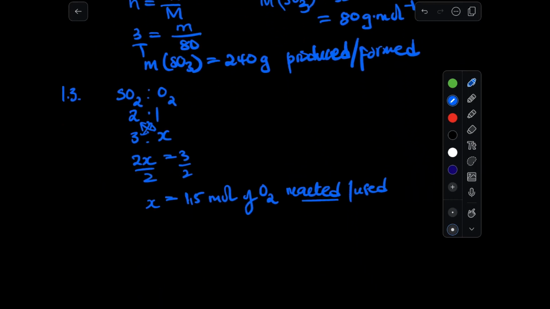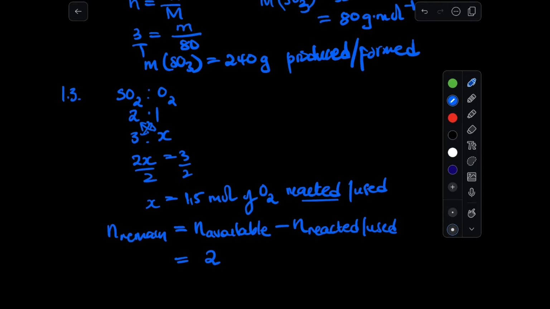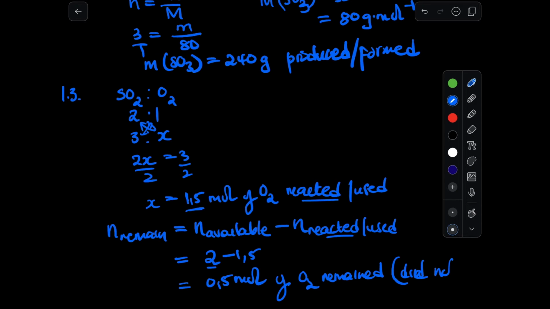So what are we doing now? We'll find the amount that will remain. We'll say the number of moles remaining is equal to the number of moles available minus the number of moles reacted or used. Now, the number of moles that were available for oxygen was 2 mole, and the number of moles that reacted is the one that we just calculated. So we'll subtract. Out of 2, 1.5 was used. And then how much will remain? It's 0.5 mole. So this is 0.5 mole of oxygen remained or did not react.